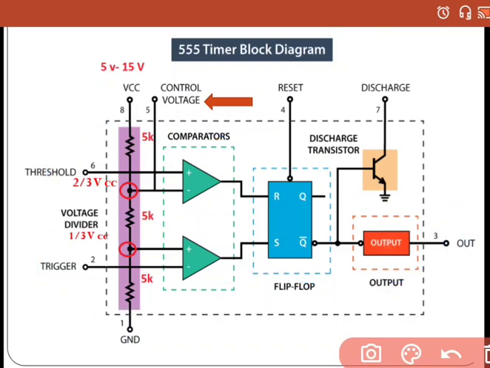Now we have left a few pins, like the control voltage. Now look at the control voltage. It is connected to this pin, that is the inverting input terminal of this comparator. This is the control voltage, pin number 5. That means it could be used to change the voltage level from 2/3 of VCC, so that we have a better control. We could control the output of the 555 timer.